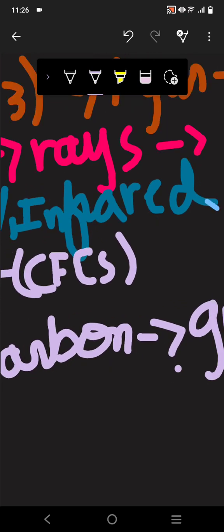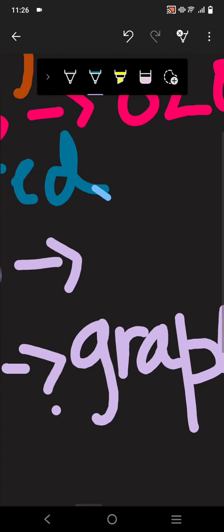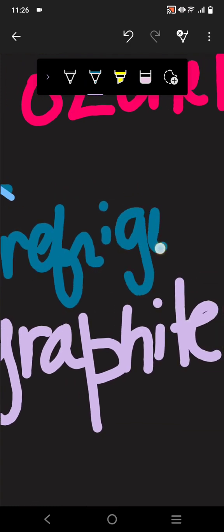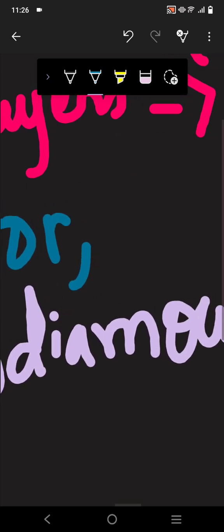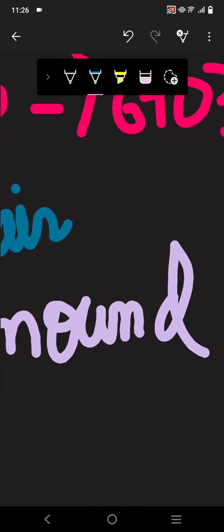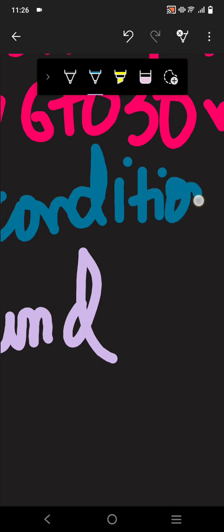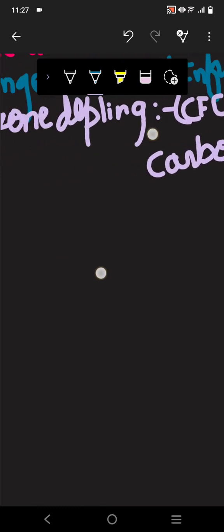So the essential cause that is destroying our ozone layer is chlorofluorocarbon. If I ask where these chlorofluorocarbons are used, basically they are used in our refrigerators and our air conditioners. It's a very harmful gas, a gas that destroys. Let's see how it is depleting our ozone.